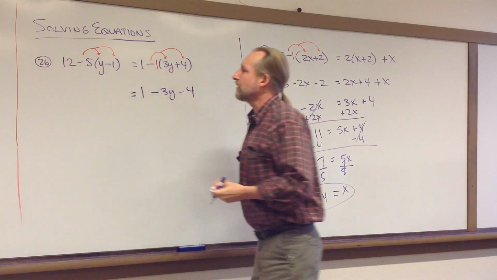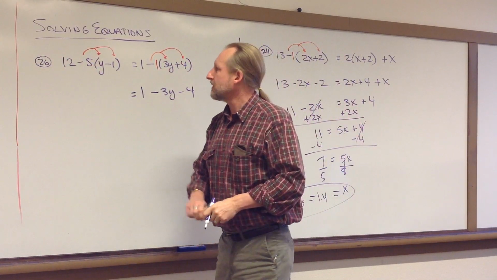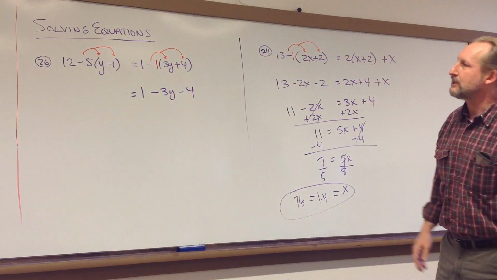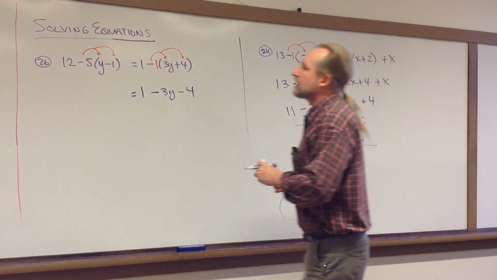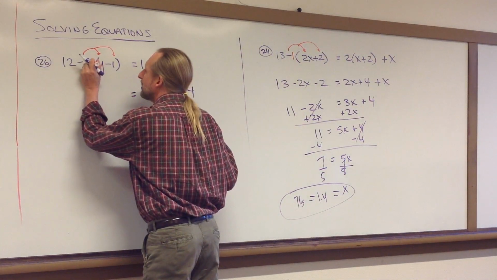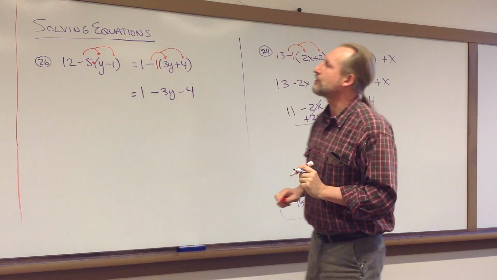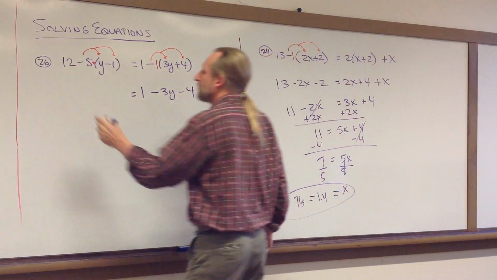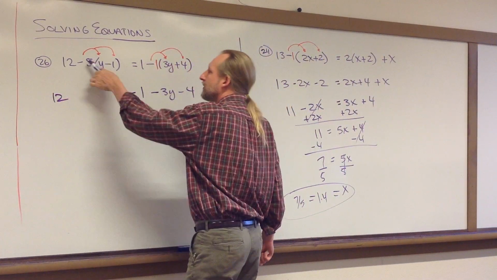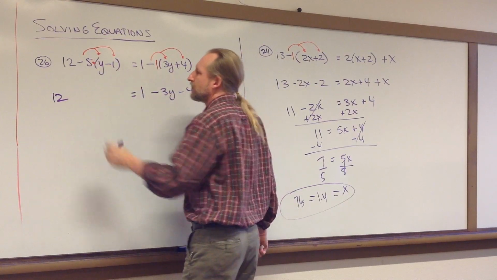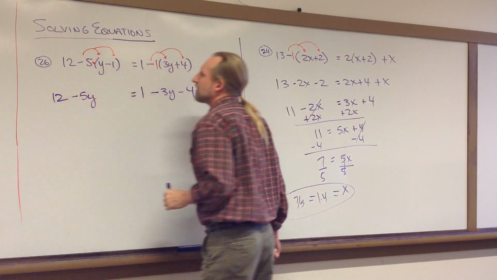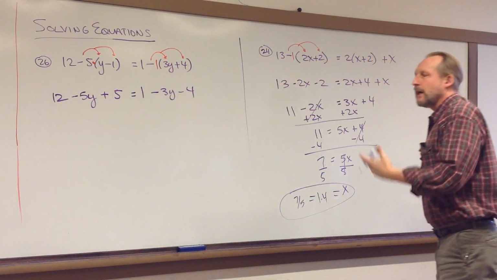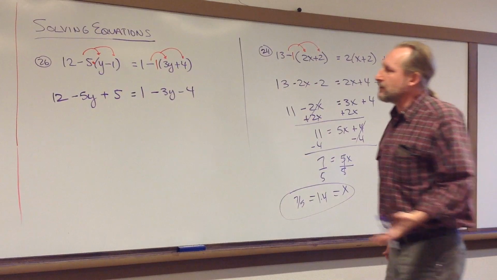Don't fall for this trick. A lot of people see that 12 minus 5 and say, oh, I'm going to do that first, that's the easiest part. But it's not. The multiplication has to happen first before you can do the adding and subtracting. So that 12 has to wait here while we distribute the negative 5 into the parentheses, and that'll give us minus 5y plus 5. Now we want to combine our like terms.